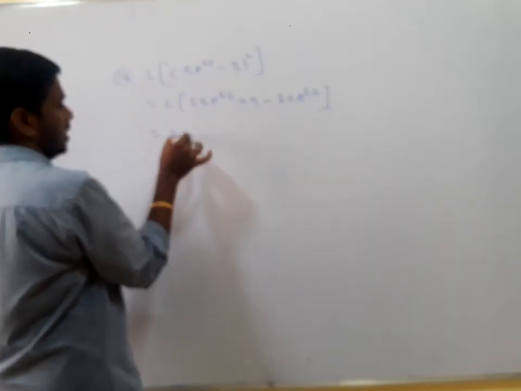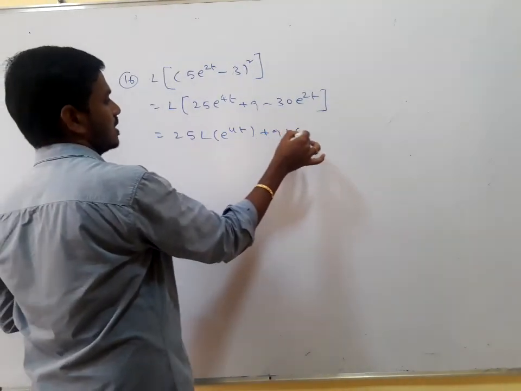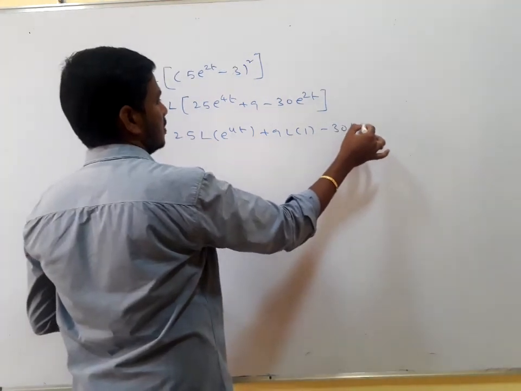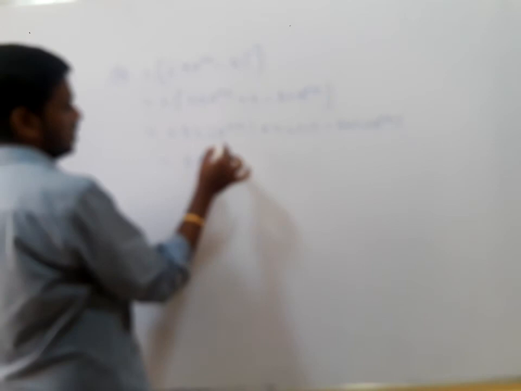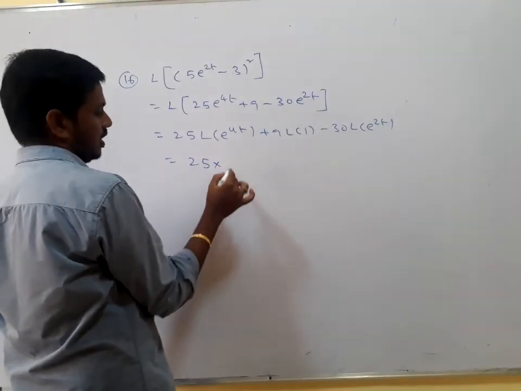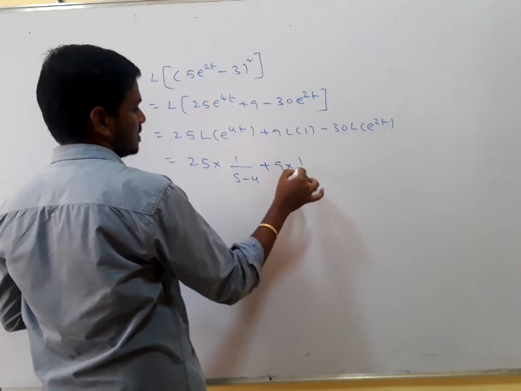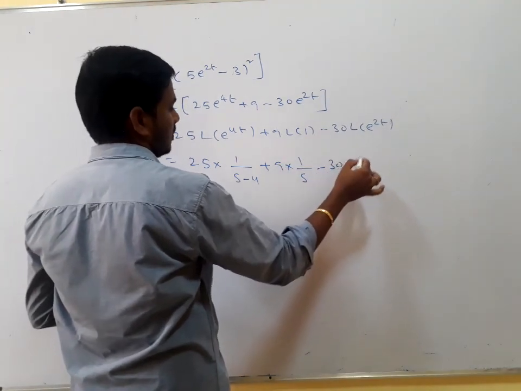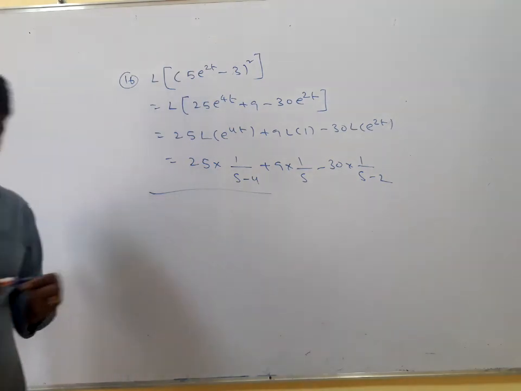Using the linear property, 25 into the Laplace transform of e to the power of 4t plus 9 into the Laplace transform of 1 minus 30 into the Laplace transform of e to the power of 2t. So which is 25 into 1 by s minus 4 plus 9 into 1 by s minus 30 into 1 by s minus 2. Take out the LCM and simplify it, and you will get an answer.